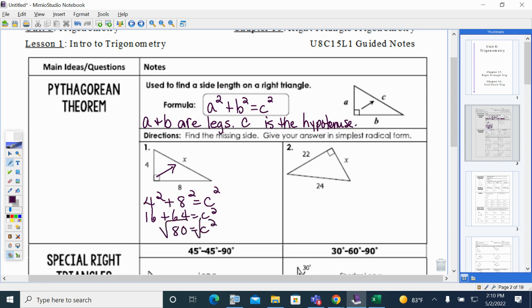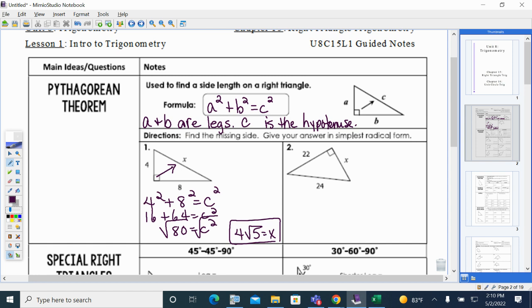Now, when we go to square root this, normally we would say the positive and the negative root, but it's not going to be the negative root because the c represents the measure of the length of that right triangle. It's the hypotenuse. So we're going to simplify that. If I take 80, put it in y equal, divide by x squared, this is going to simplify to 4 times the square root of 5. So the measure of x is 4 times the square root of 5.